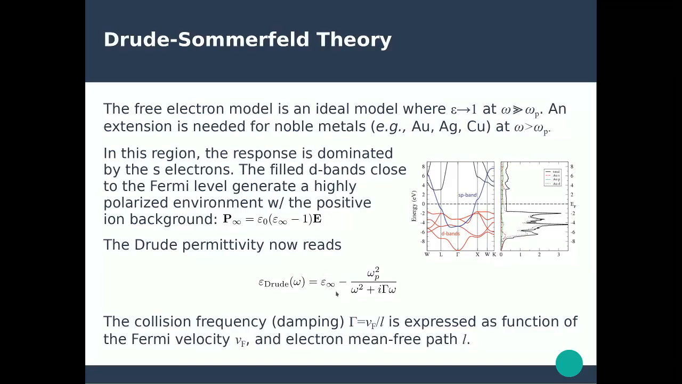So the collision frequency or the damping, this gamma term, can be calculated theoretically via the Fermi velocity and the mean free path of the electron. So this is basically related to electron-electron collisions as those electrons are oscillating collectively. Those electrons are going to start colliding, and the oscillation is going to lose the coherence and the collectiveness, and that's basically going to introduce this damping term.